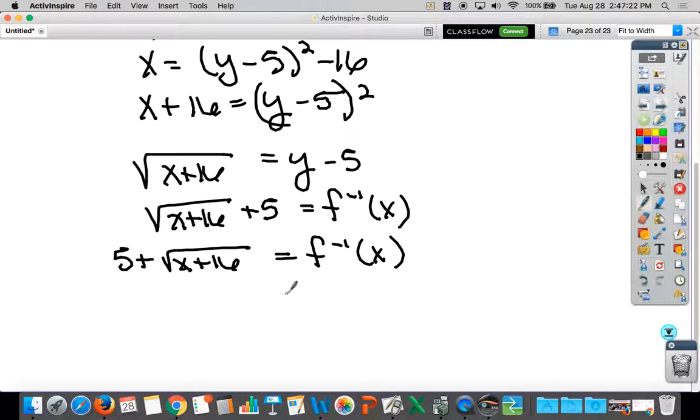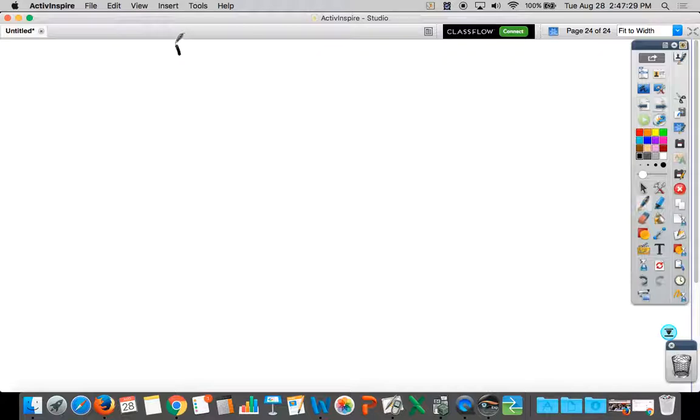Okay. Now the next kind looks something like this, the last I'm going to go over today. They're fractions, rational equations. So they want me to find the inverse.